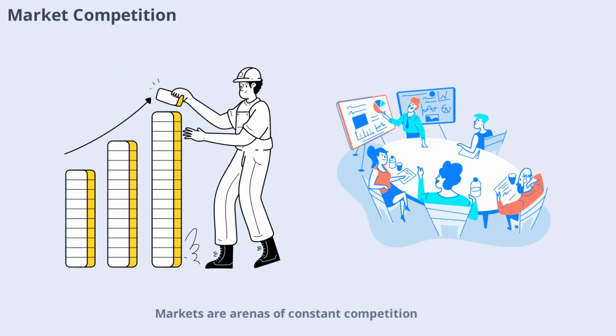Markets are arenas of constant competition. Game theory helps firms predict rivals' actions and develop strategies to outperform them. Optimization allows companies to allocate resources efficiently, set production levels, and respond to market changes. Together, these tools provide a roadmap for success in highly competitive industries.